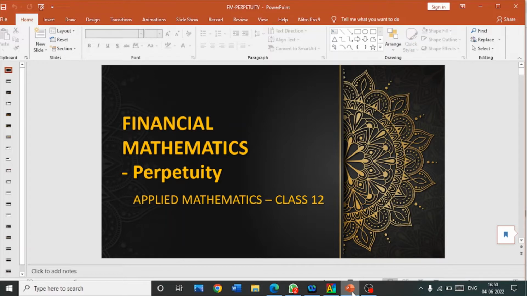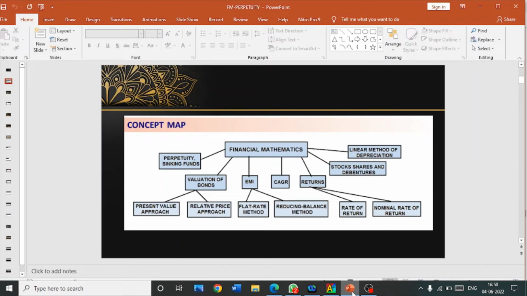In that, the very first part is perpetuity. This is how financial mathematics in your class is designed: perpetuity, sinking fund, valuation of bonds, EMI, CAGR, returns, stocks, shares and debentures, linear method of depreciation. Among all this content, stocks, shares and debentures are deleted. The remaining things we are going to see one by one.